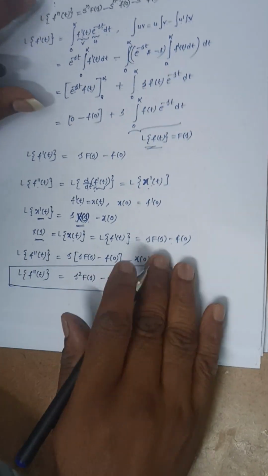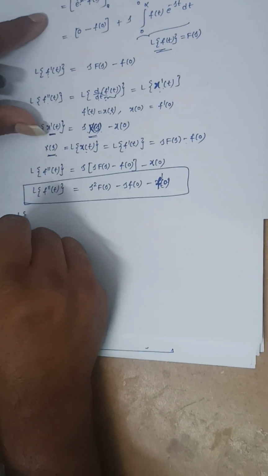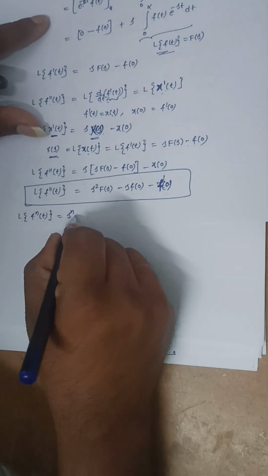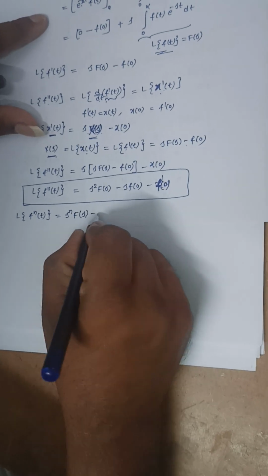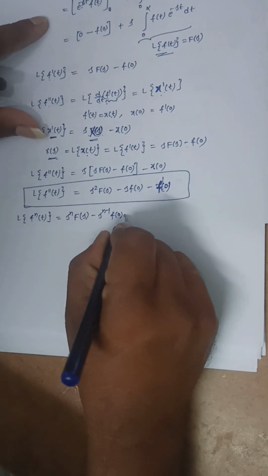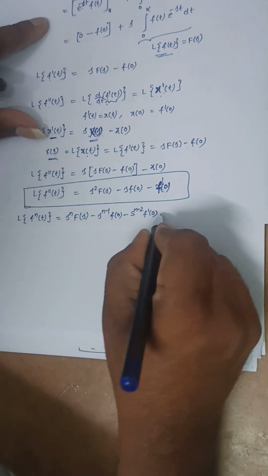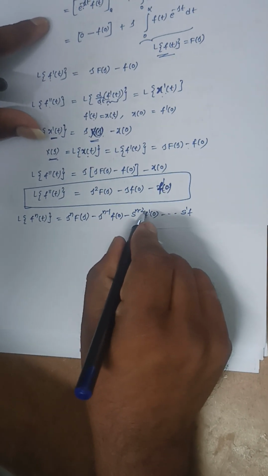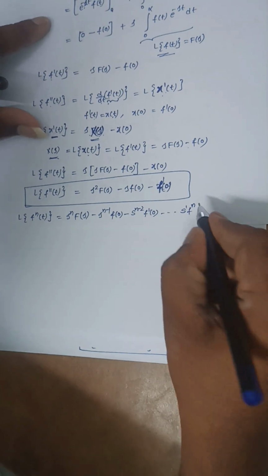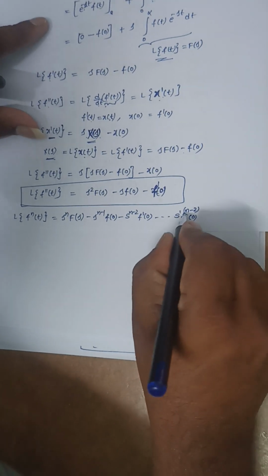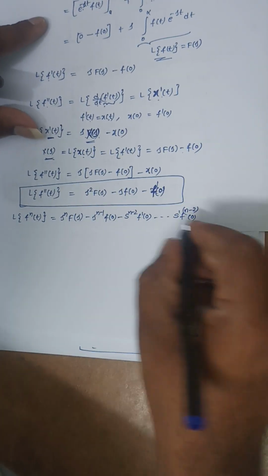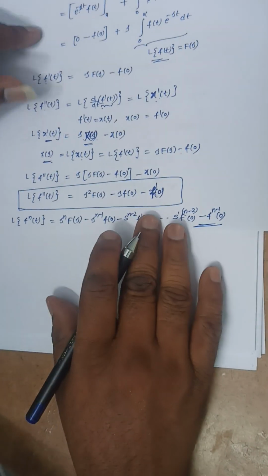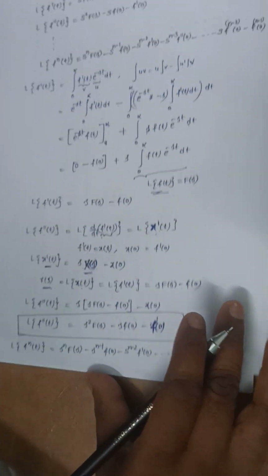Similarly, if you go on like this, the Laplace transform of f power n of t, the n-th time differentiation of f of t, is equal to s power n into F of s minus s power n minus 1 into f of 0 minus s power n minus 2 into f dash of 0, like that. The powers will be n minus 1, n minus 2, like that, minus f power n minus 1 of 0. So this is the formula, and it is a proof for the time differentiation theorem.